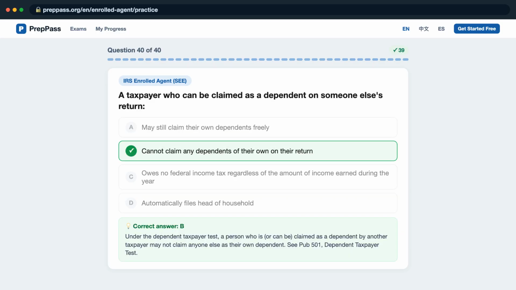The correct answer is B. Under the dependent taxpayer test, a person who is, or can be, claimed as a dependent by another taxpayer may not claim anyone else as their own dependent. See Pub 501, Dependent Taxpayer Test.